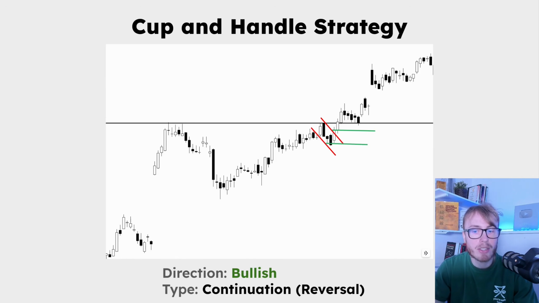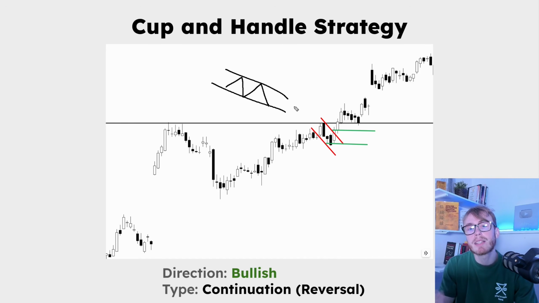In this case, because the handle was so small and not very clear, this is an entry I would personally avoid. But let me show you guys, if we have a more clear handle, maybe one that looks something like this, it's possible to get more clear entry points from the handle. A good thing about this type of entry is that we enter at lower prices, and we can also get some pretty clear stop loss levels and target levels from that entry.